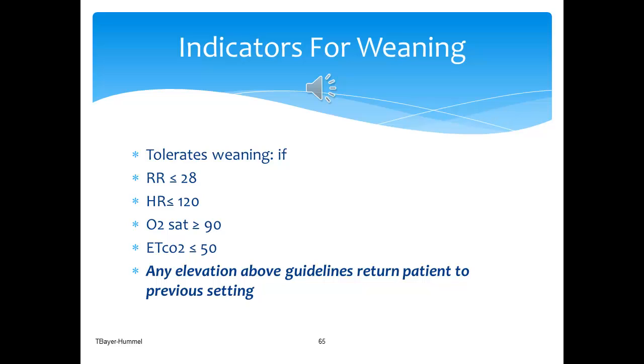Indicators for weaning. Patient is tolerating weaning if the respirations are less than or equal to 28, the heart rate is less than 120, O2 sat is greater than 90, end-tidal CO2 is less than 50. Any elevation above guidelines, return patient to previous setting.